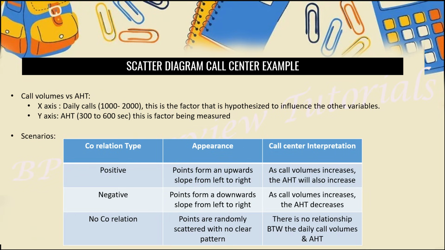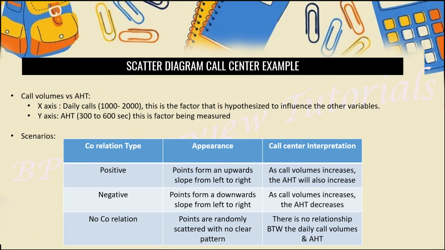This is a positive correlation. Let's go with the negative correlation example. For an example, your data set shows the plots in a decreasing manner, which means when the call volume gets increased, the EHT gets decreased. So this is a negative correlation.